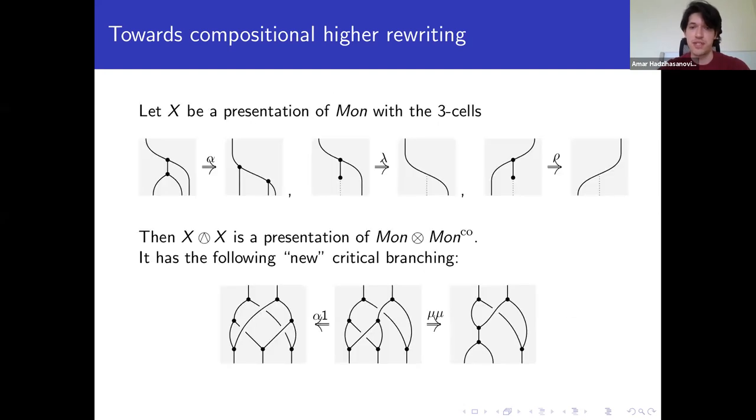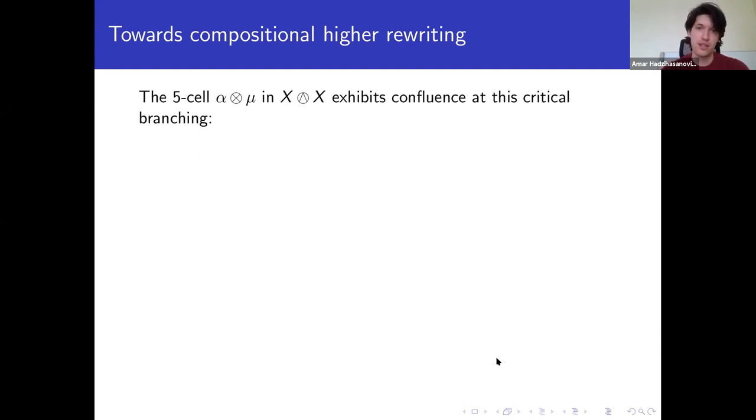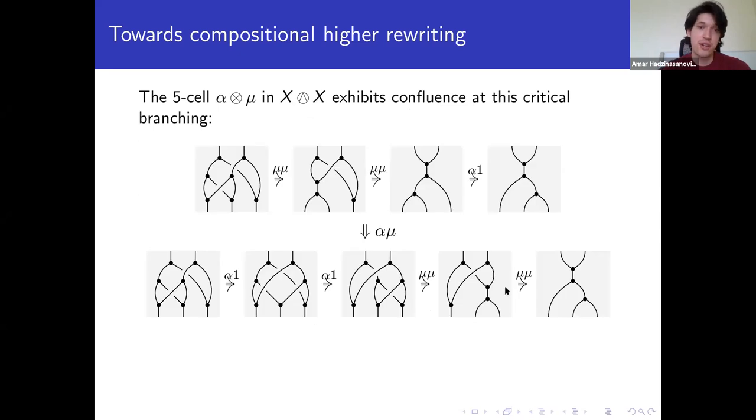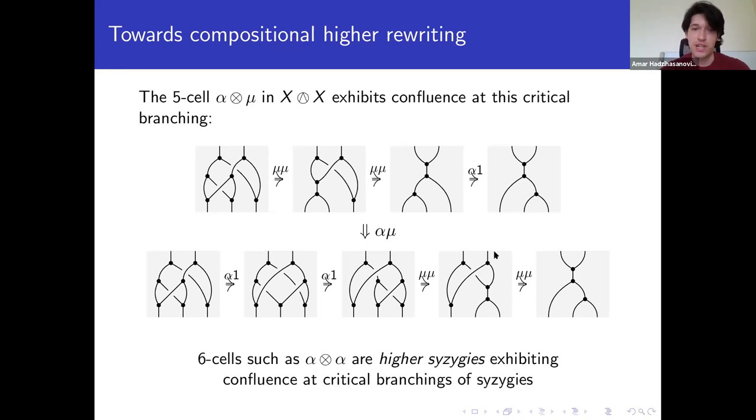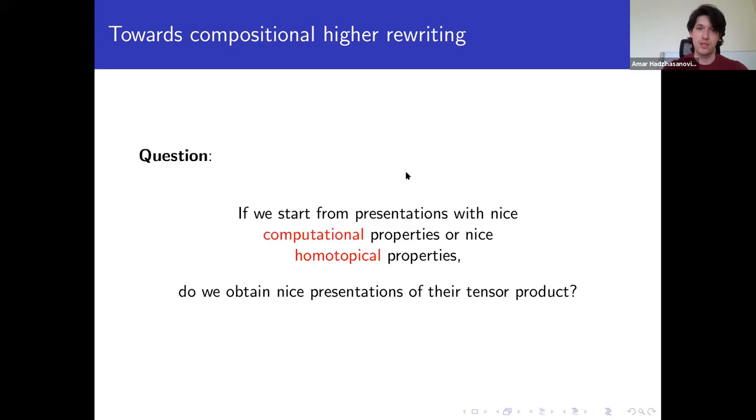So for example, we have this kind of critical branching here, where you start from this diagram, you can apply either an associativity equation, or you can apply one of these bi-algebra equations. And then you have this five cell, which tells you that this critical branching is confluent. And then you also have a six cell, which is a kind of higher syzygy, that tells you that critical branches of syzygies are also confluent.